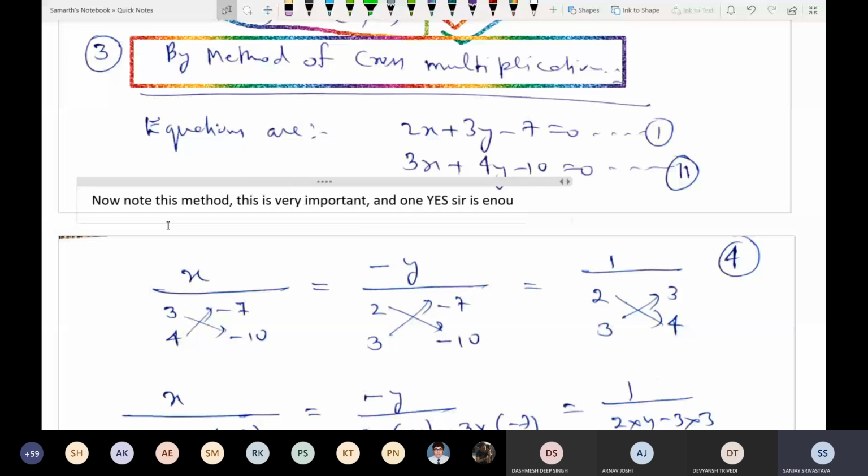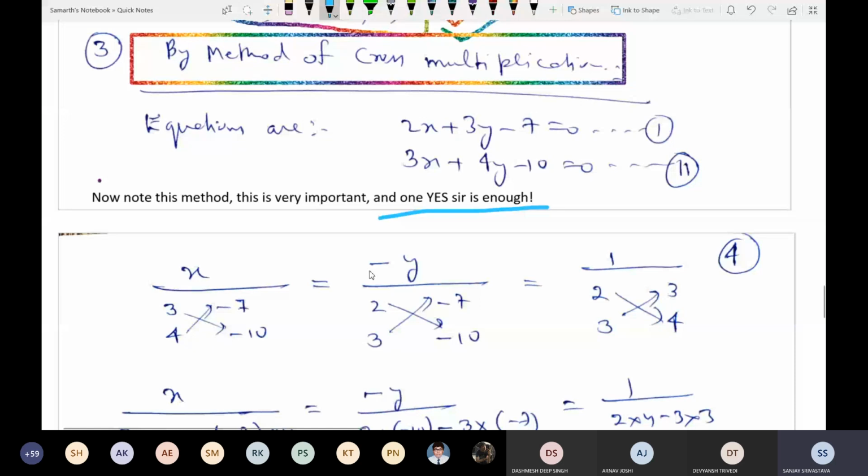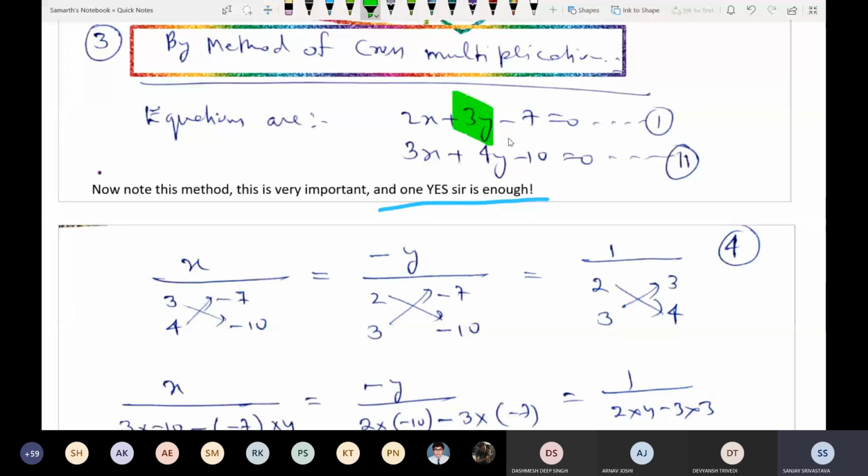As I told you in the beginning, what you will do, you will write x upon. When you will write x upon, then you will not take the coefficient of x, you will take the coefficient of the remaining two terms. That is 3 and minus 10, 3 into minus 10, and 4 into 7. And you will write in this manner, is equal to minus y.